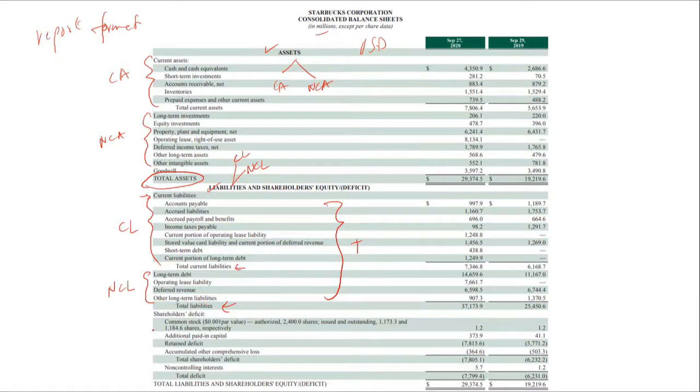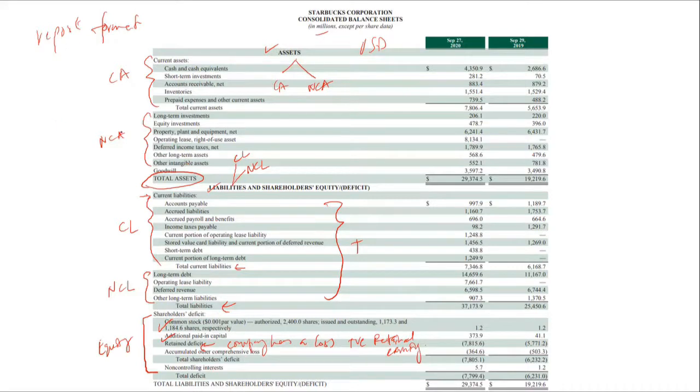From here, the company starts with the equity section. In the equity section, you would have common stock, additional paid-in capital, and retained deficit. This means that the company has a loss. If it was positive, then it would be called retained earnings. So you have all these numbers here.